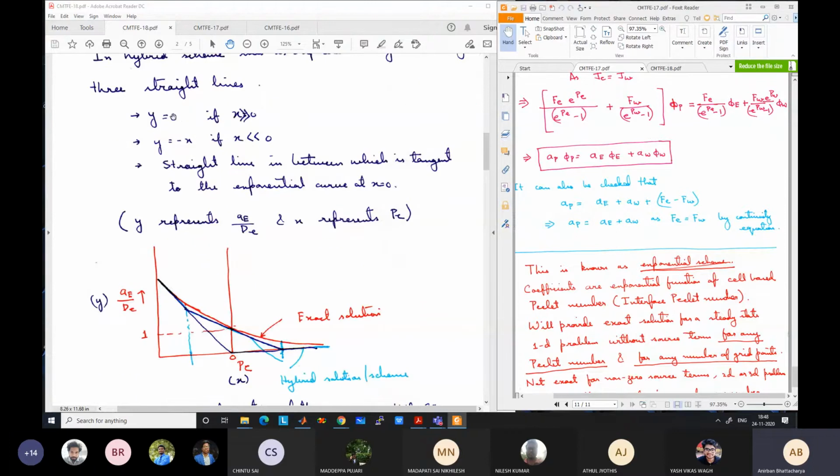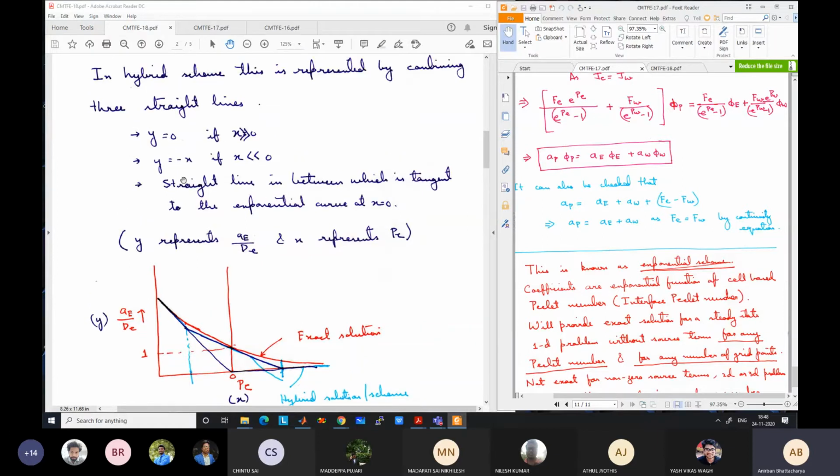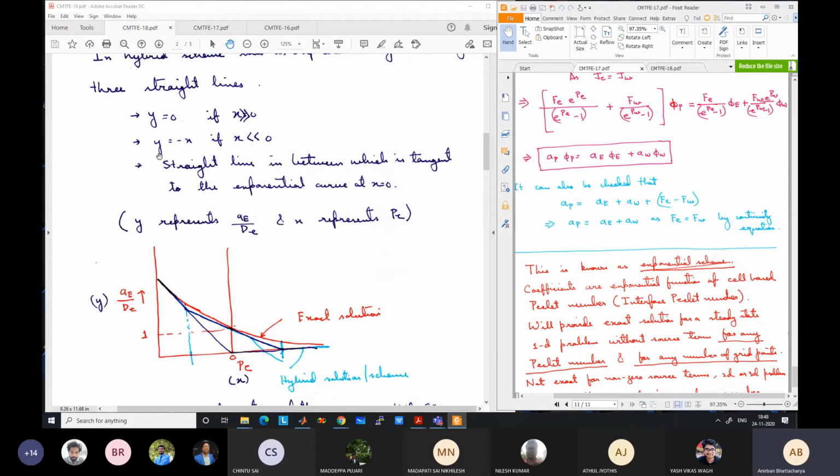So if we represent A by D as the y-axis and P as the x-axis, we can say that y is equal to 0 if x is much greater than 0, as we have seen here. Y is equal to minus x if x is much less than 0. And in between, it is a straight line which is tangent to the exponential curve at x equal to 0. So I have shown the three lines here.